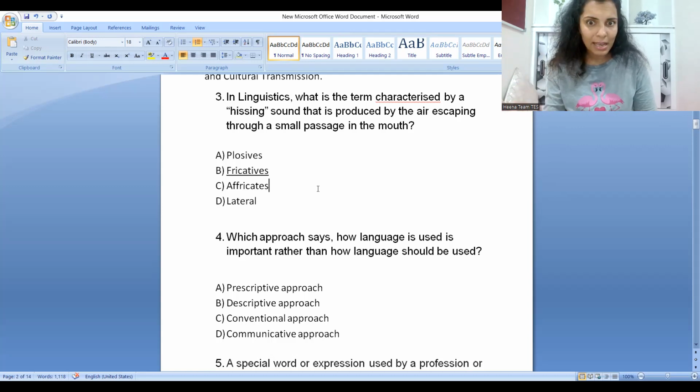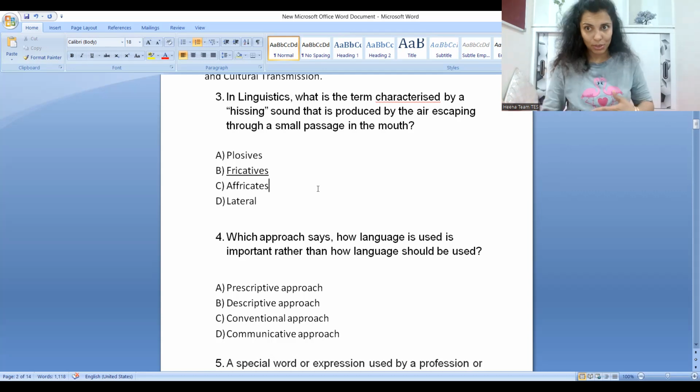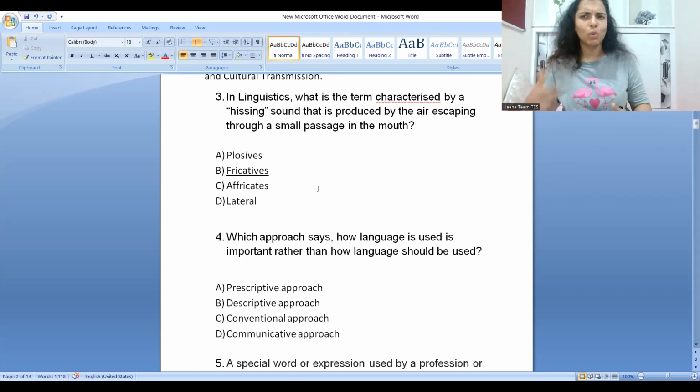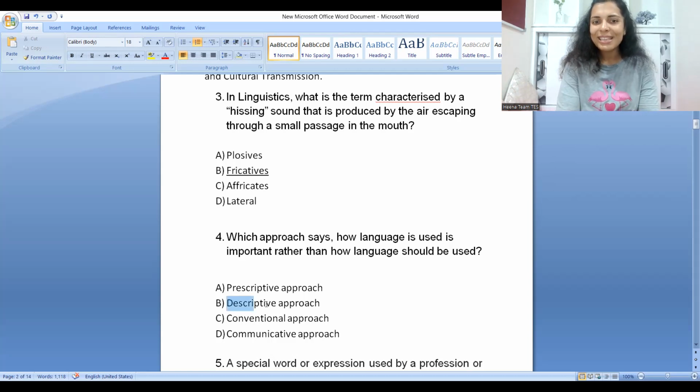Okay. Question number 4. Which approach says how language is used is important rather than how language should be used? Language कैसे use होती है, that is more important rather than language कैसे use होनी चाहिए. इसके लिए correct क्या option होगा? A, prescriptive approach. B, descriptive approach. C, conventional approach. Or D, communicative approach. बताइए. It is option B, descriptive approach.